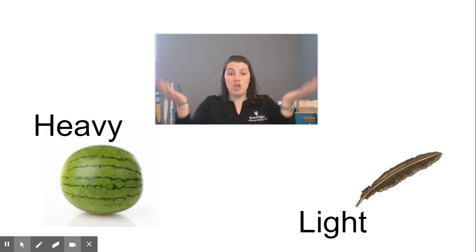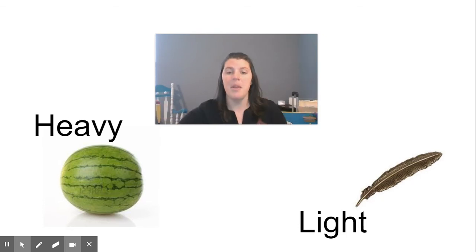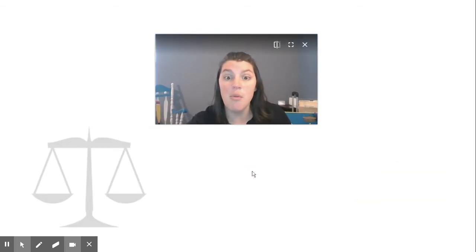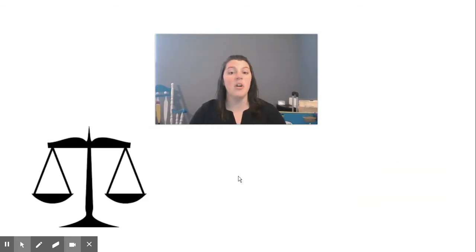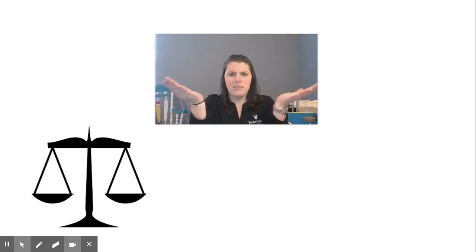When we have the weight of two different objects and we feel how they're different, we are comparing them. There's even a special math tool we can use. It's called a scale or a balance. Let's think about this again. Put a feather in this hand and a feather in this hand. How does that feel? It feels the same, right? They're light. Our hands are in the same place. Okay, put those feathers down.